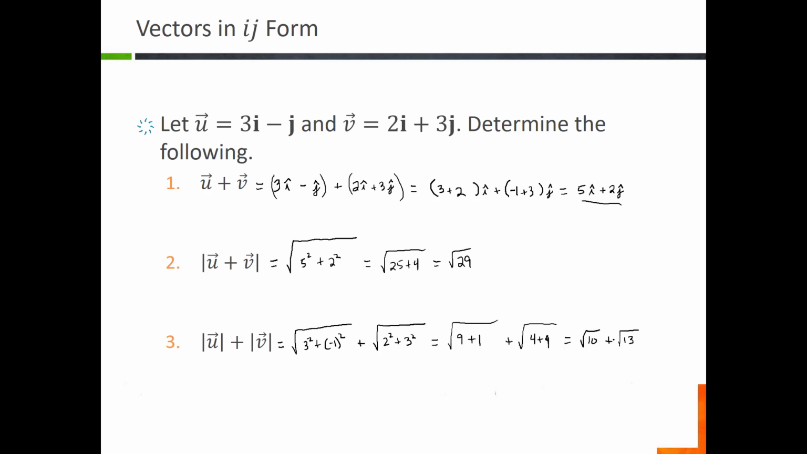We can't add these two square roots together, and there's nothing I can do to simplify them in any way, really. So notice that this order of operations is important. If you do the addition first and then find the magnitude, you get the square root of 29. But if you do the magnitudes first and then add, you get something completely different.